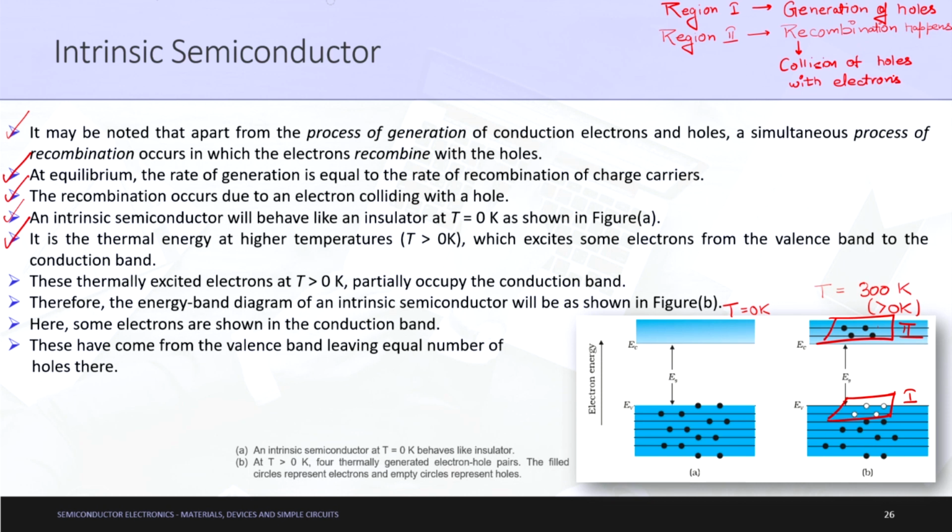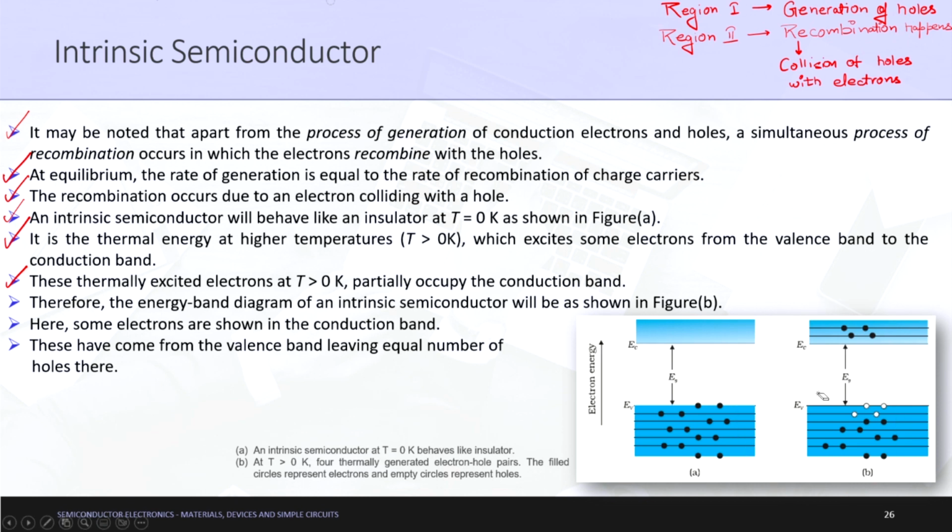Okay. So, this is the point which is being explained by this line here. These thermally excited electrons at T greater than 0 kelvins partially occupy the conduction band. So, this is how partial occupancy of the electrons in the conduction band happens. Therefore, the energy band diagram of an intrinsic semiconductor will be as shown in figure B. Let me just erase it for more clarity. So, this is the intrinsic semiconductor diagram shown in figure B here.